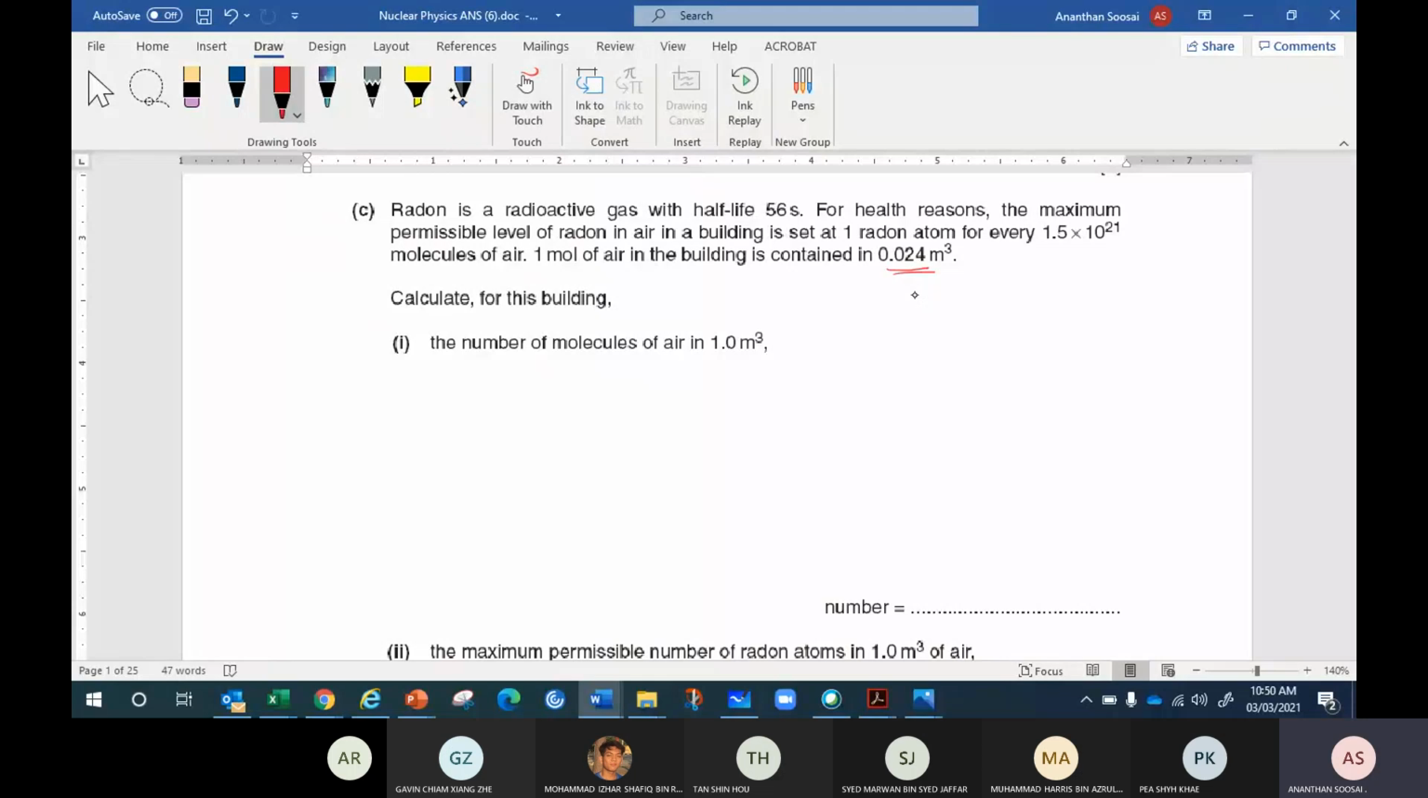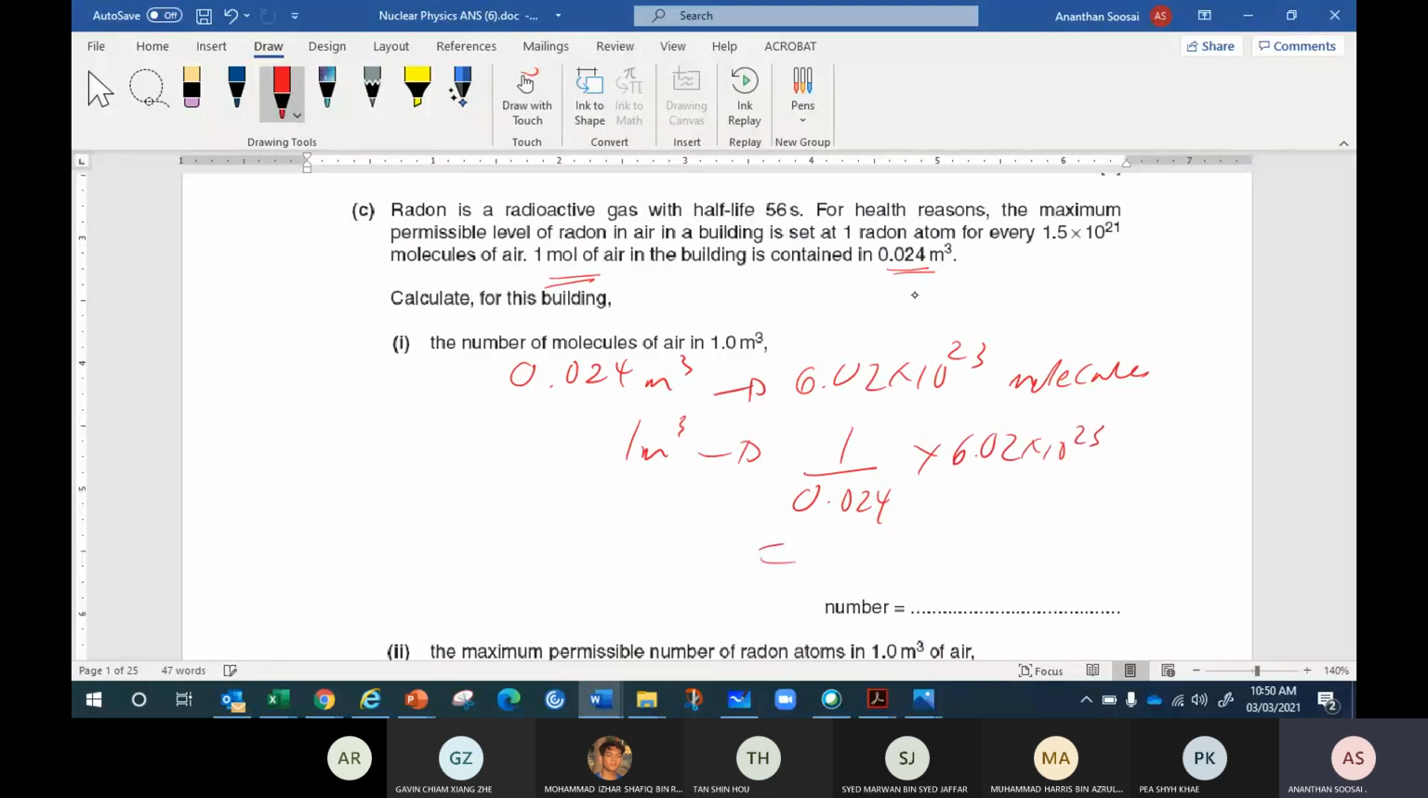So 1 meter cube has how many molecules? This is a ratio, right? 0.024 meter cube has 1 mole of air. That means it has 6.02 times 10 to the power of 23 molecules. So 1 meter cube has how much? Of course, 1 divided by 0.024 times 6.02 times 10 to the power of 23. You get the number of air particles. Correct? It's a ratio. Any questions? Part 1, A1, C1? Good, it's just a ratio.